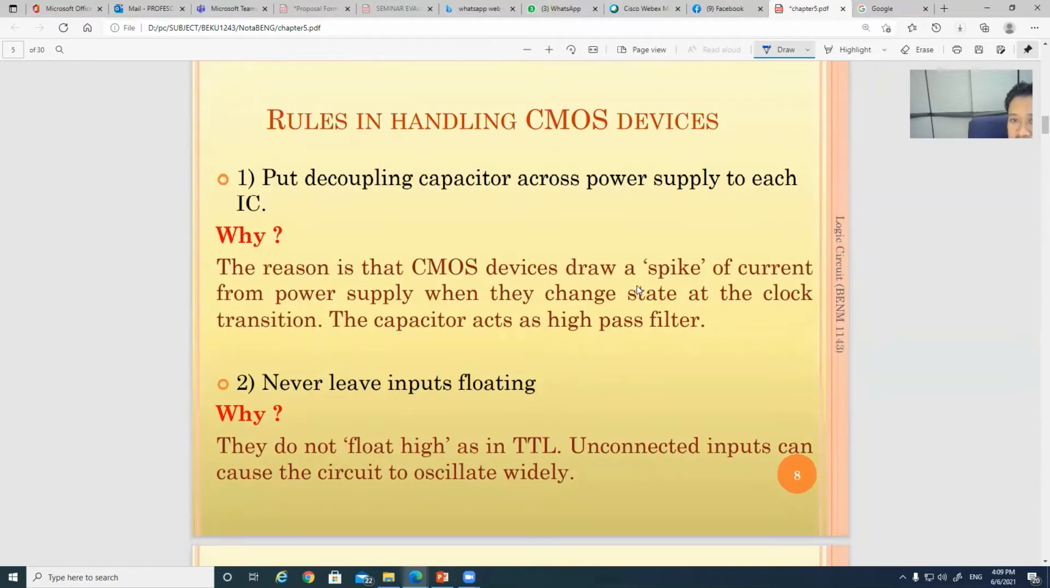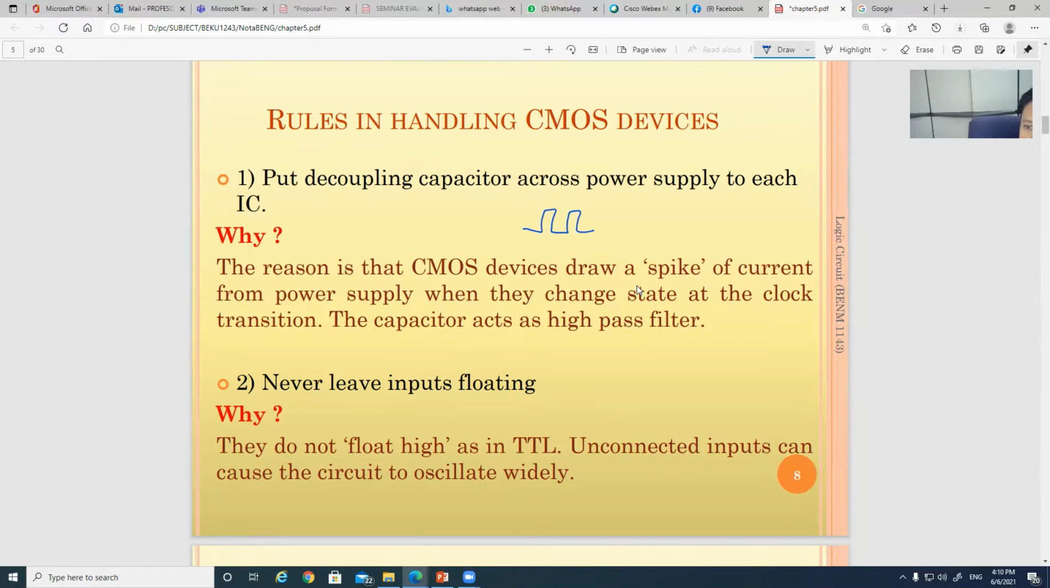All right, so we have the rules in handling the CMOS device. First, we have to put a coupling capacitor across the power supply to each IC. Why? Because the CMOS device draws spikes of current from the power supply, they have sparks when they change state at the clock transition.